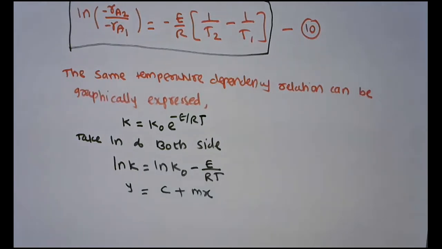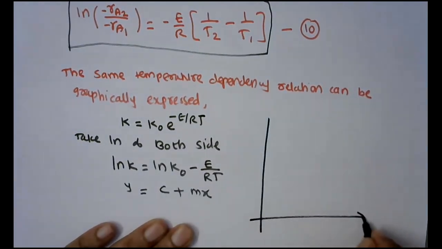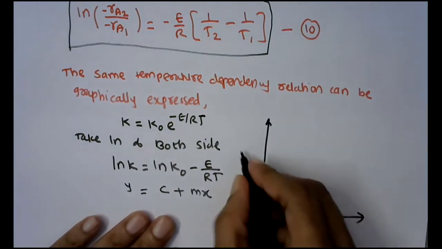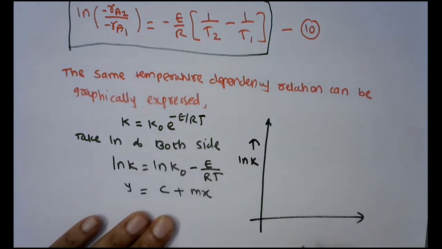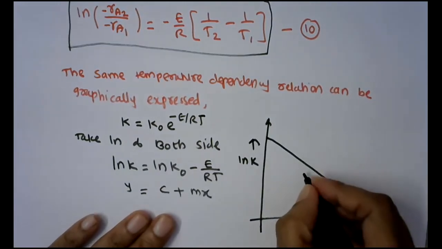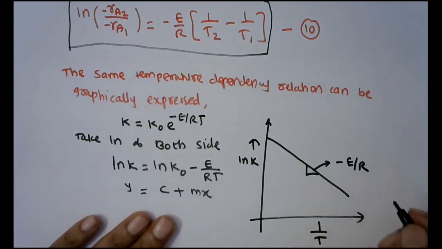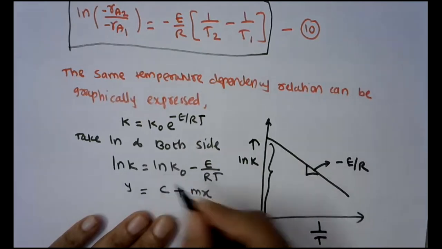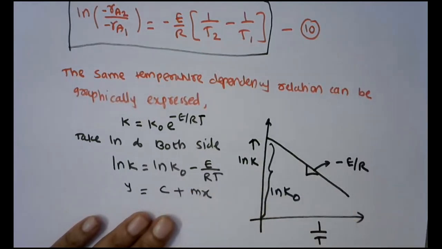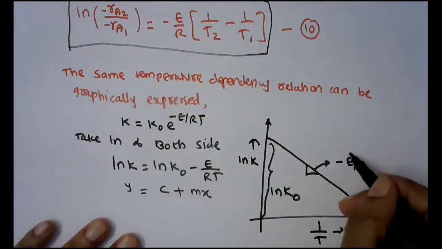And therefore, if you plot the graph of ln of K versus 1 upon T, then you will get the relationship like this, and the slope will be equal to minus E by R, and the value of intercept will be equal to ln of K0. So if the value of the rate constant at different temperatures are given, then by graphical method also you can determine the value of activation energy.